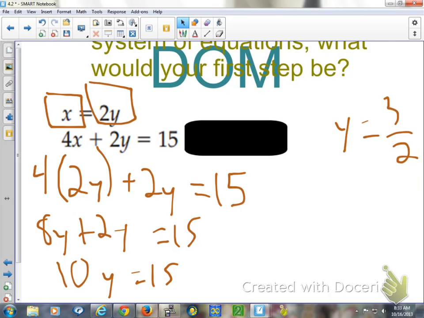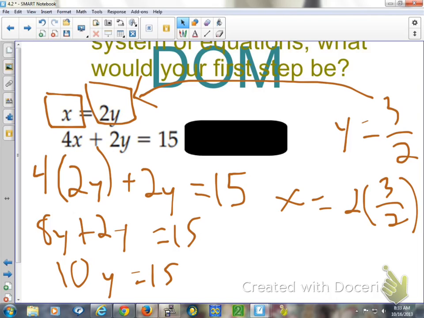Now, if y is 3 halves, how can we get x? Plug it back in. Just plug this in for y and see what x equals. So that means x is going to equal 2 times 3 halves. We're just plugging this in right there. And then the 2's cancel, and you're left with x equals 3.